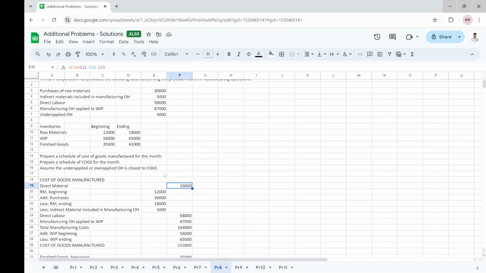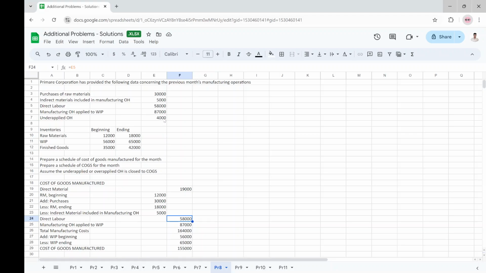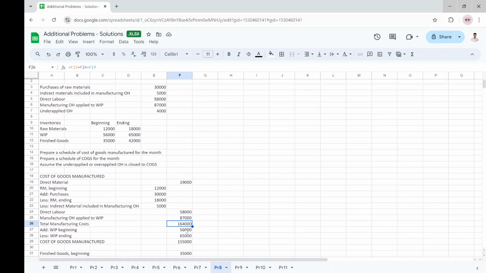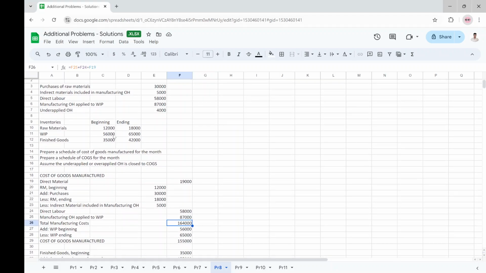Now raw material, so it is coming from this four. Then direct labor is 58,000. Then manufacturing overhead applied to work in progress is 87,000. And then the total will be this, which is total manufacturing cost. Add work in progress beginning minus ending, you will get cost of goods manufactured.